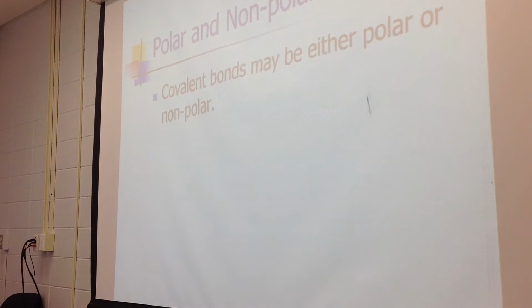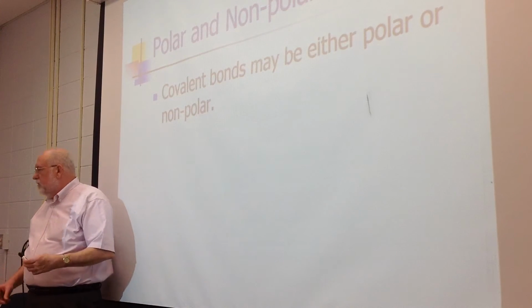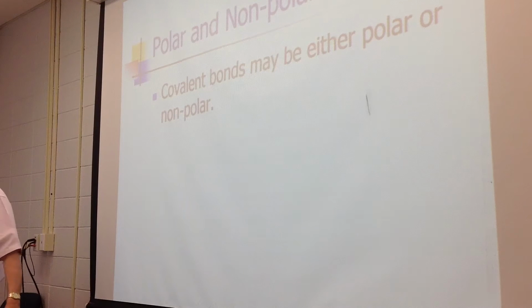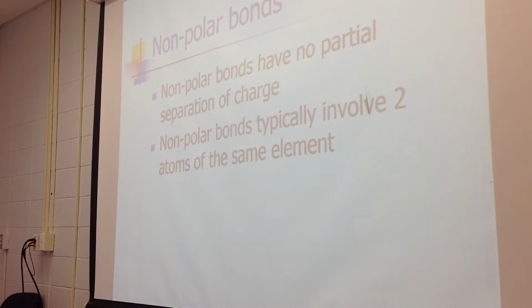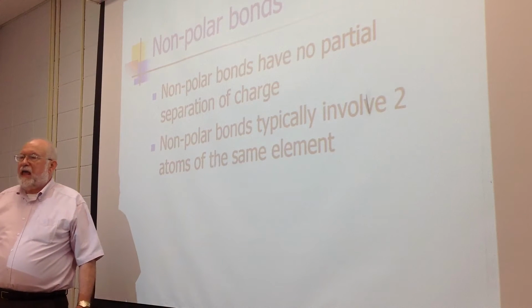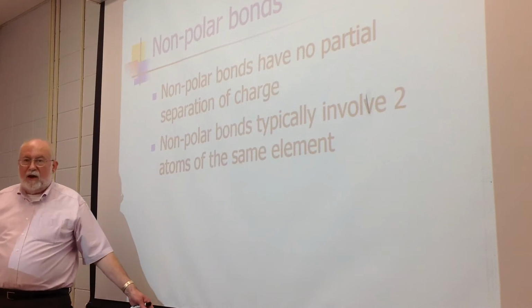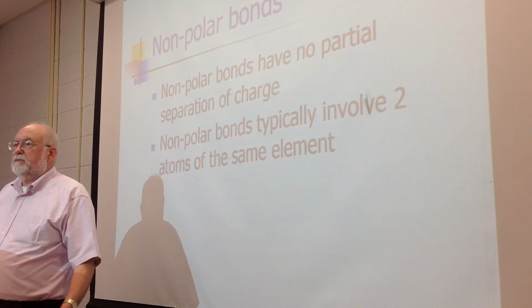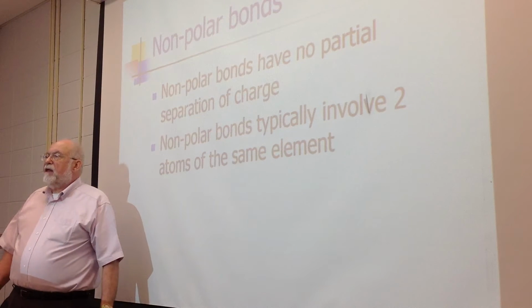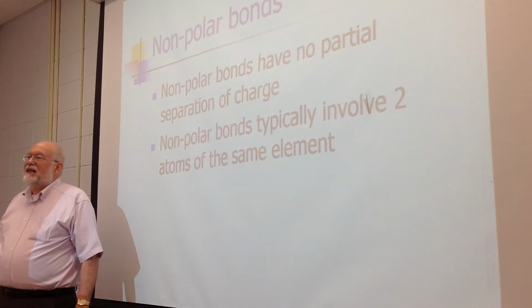Okay, polar and nonpolar bonds. All right, very simple. If you have a bond in a covalent compound, it's either going to be polar or nonpolar. And it's very easy to tell the difference. If they're nonpolar, they have no partial separation of charge because they typically involve two atoms of the same element bonded together, like a hydrogen molecule, where you have two hydrogen atoms bonded together, or even two fluorine atoms bonded together, because both atoms have the same electronegativity.